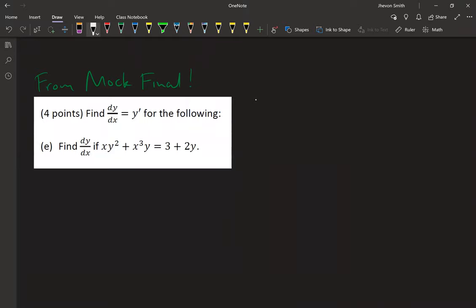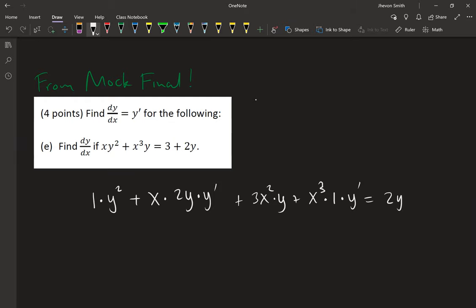So for this, you just go through and you differentiate term by term. For the xy squared, you need the product rule. So I differentiate the x, leave the y squared, plus leave the x, differentiate the y squared. But because I differentiate a y term, I multiply by y prime. Plus, do the same thing. X cubed, differentiate the x, leave the y, plus leave the x, differentiate the y, and then multiply by y prime. Derivative of 3 would be 0. Derivative of 2y is just 2y prime.